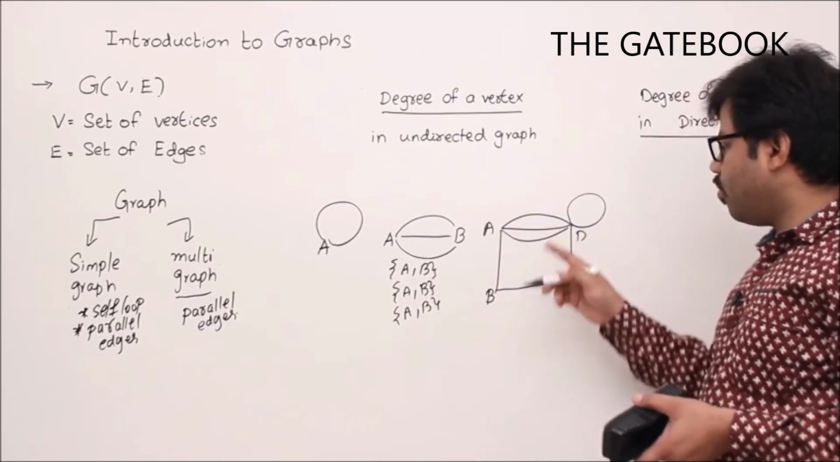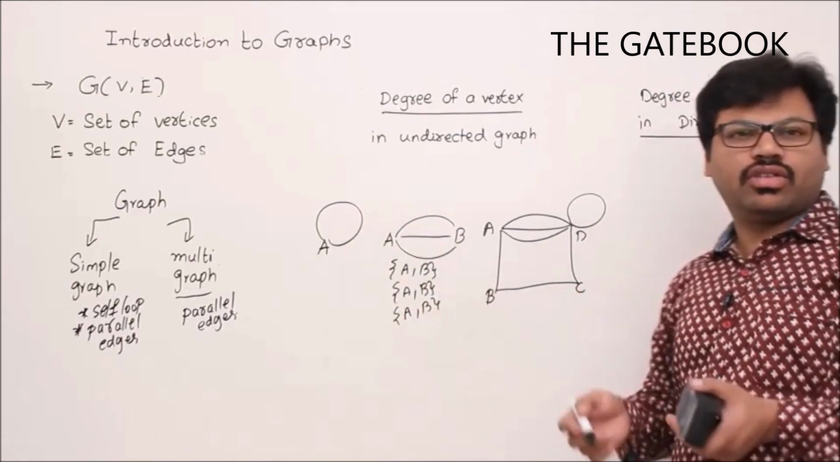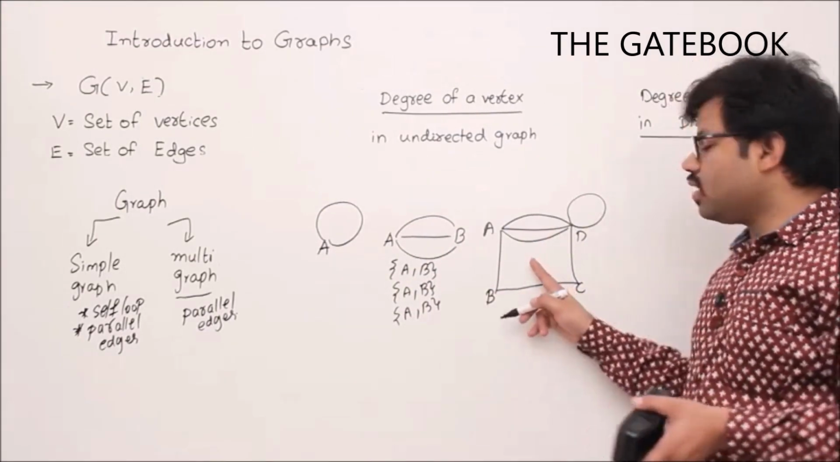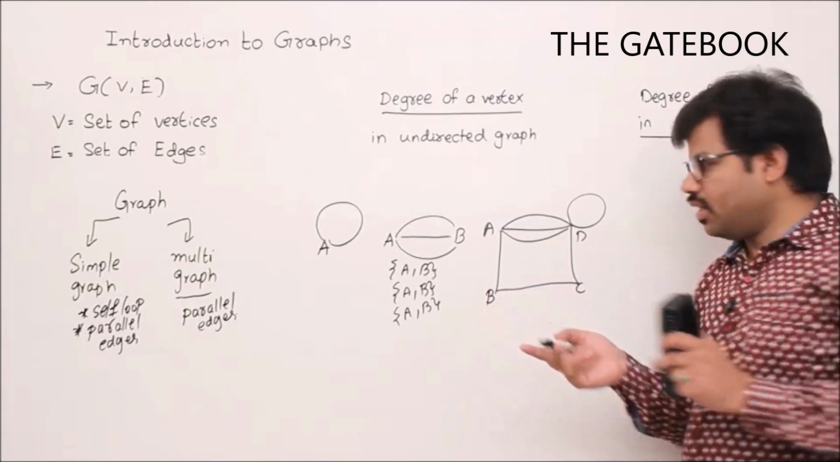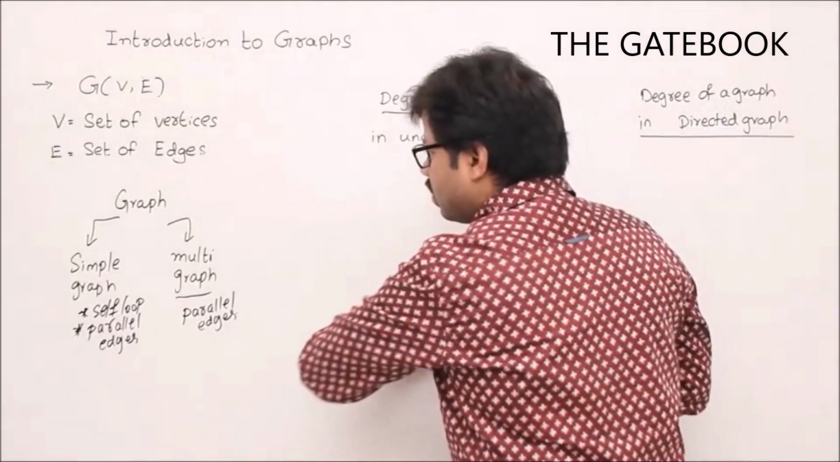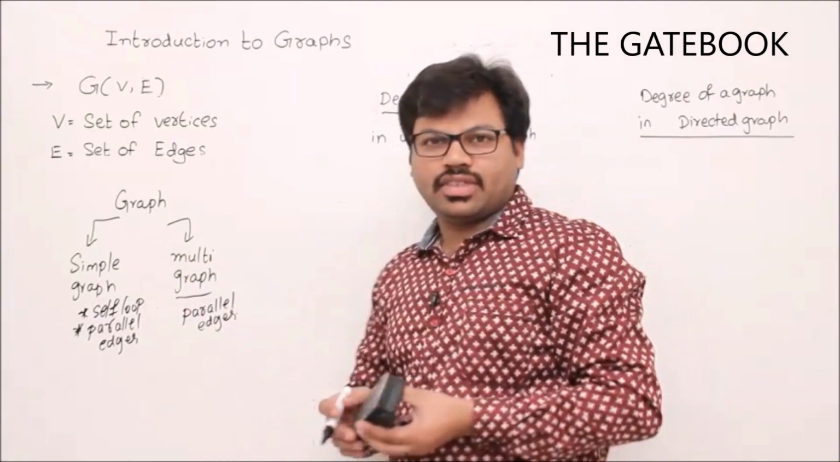For me this is a multi-graph because parallel edges are allowed. Don't bother about whether there is a self loop or not. This is not a simple graph. Understand? In that way you can understand simple graphs and multi-graphs.